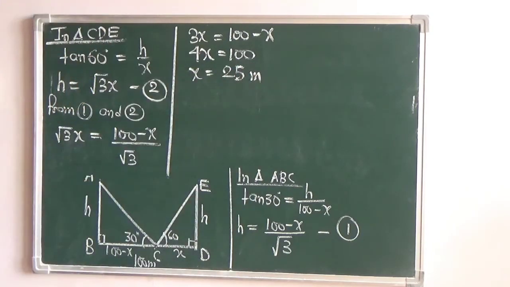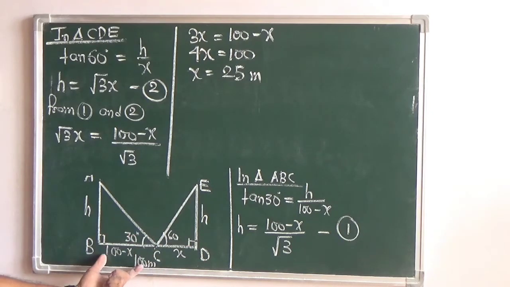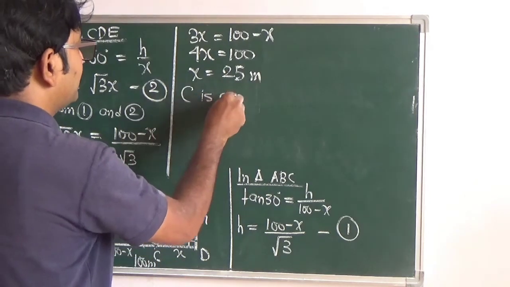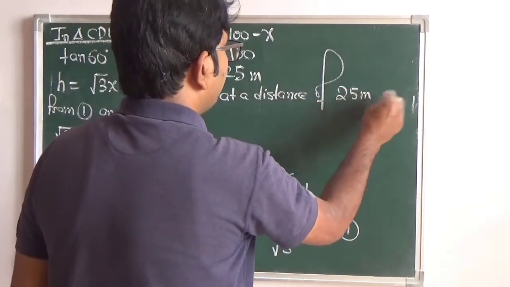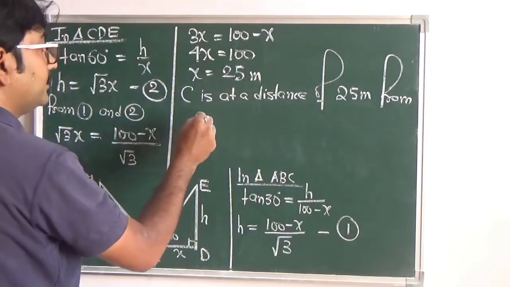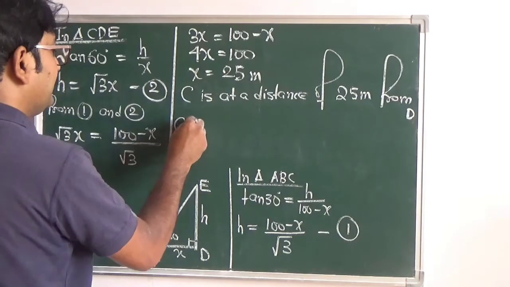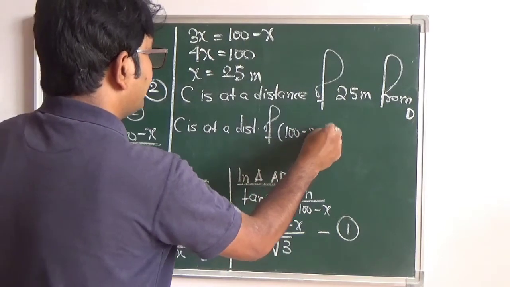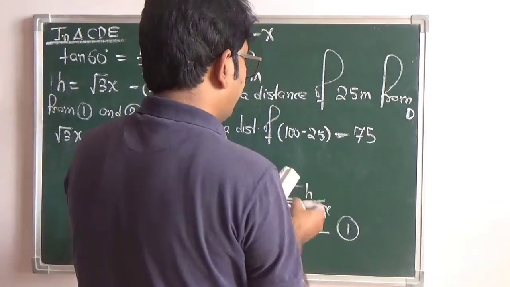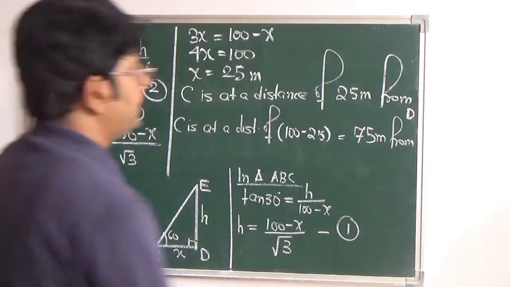That means the point C, which is in between B and D, is at a distance of 25 meters from the end D, and it will be at a distance of 75 meters from the point B. So the position C is at a distance of 25 meters from D, and C is at a distance of 100 minus 25, that is equal to 75 meters from the point B.